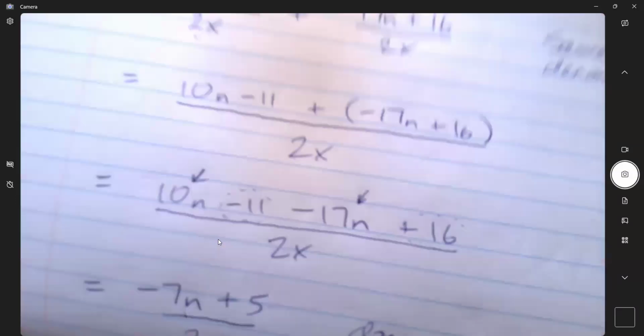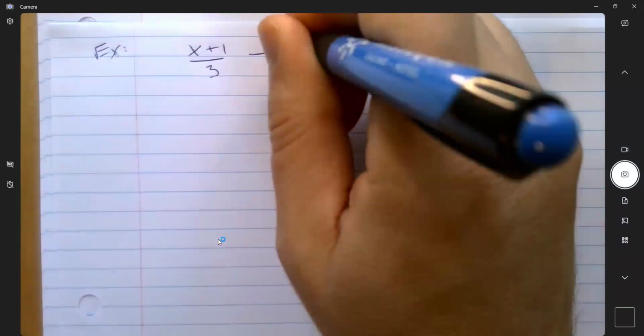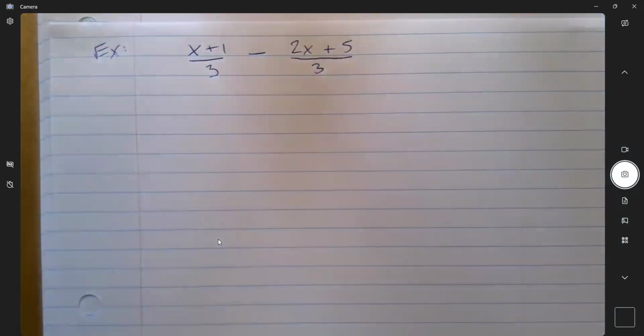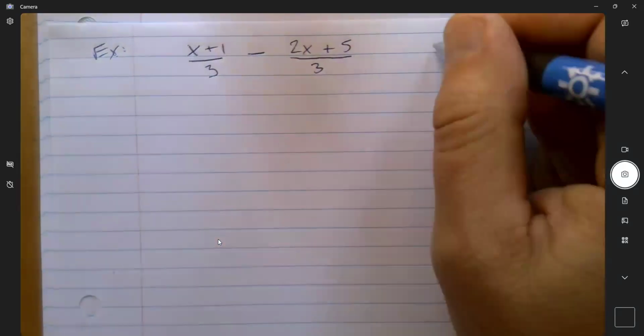All right, now let's do another fraction. The fraction here will be simpler, but I want to show you why it's important to have your parentheses. Let's do x plus 1 over 3 minus 2x plus 5 also over 3. So these have the same denominator.